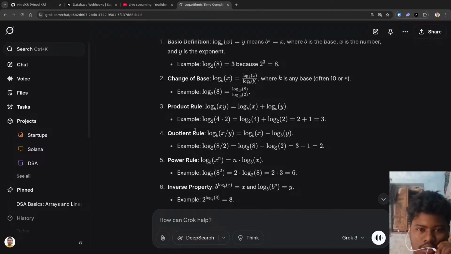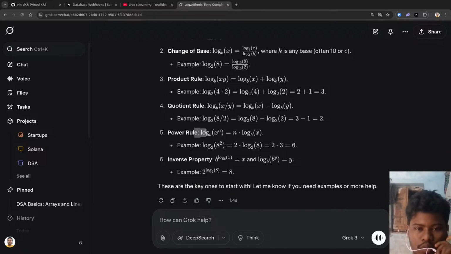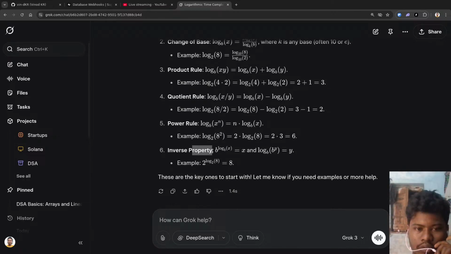Then the product rule, I know this. The quotient rule, log b of x by y, yep, I know this. Power rule, I know this, and log base b of x. Now inverse property, that b to the power log base b of x is equals to x, and we get log base b of b raised to the power y is y.